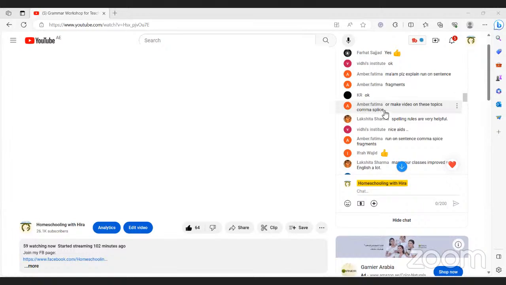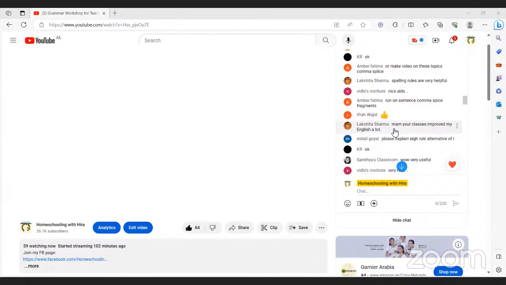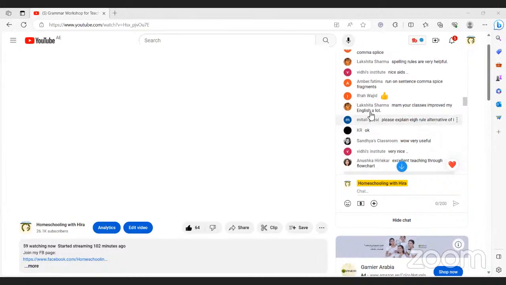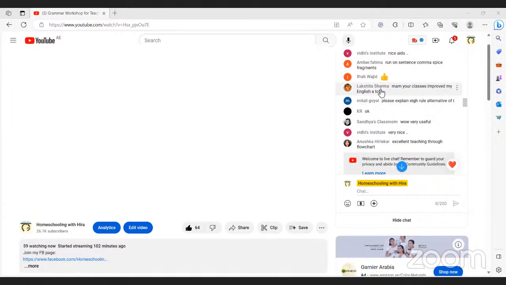Comma splice, theek hai, we can do this. Theek hai, Amber, we can do this. Lakshita, spelling rules are very nice. It's run on sentence, comma splice, theek hai, we will do this, inshallah. Ma'am, you're improving. Thank you so much, Lakshita. Lakshita is one of my very first followers, and she has also attended my paid sessions, and she is again in the free class. She has so much time to learn. Thank you, Lakshita.